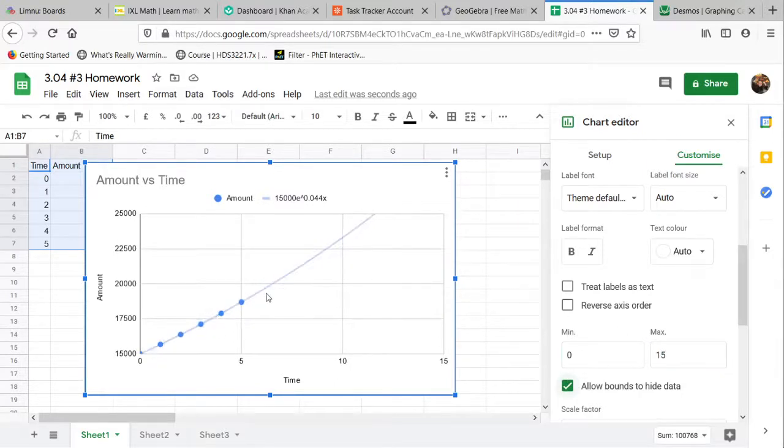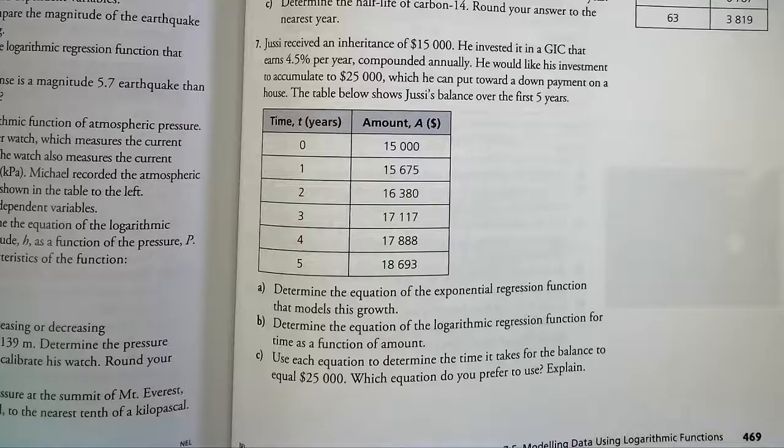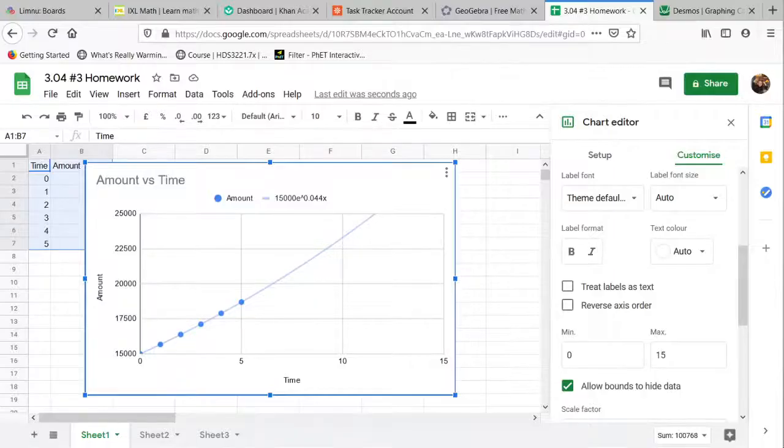So here is the data plotted with all the data that we're going to be looking for in the long term. So question 1, what's the equation of the exponential regression? We have that here. It's 15,000 times e exponent 0.044. Now, e to the 0.044 is roughly 1.045, which is what theory tells us it should be for a 4.5% interest growth.